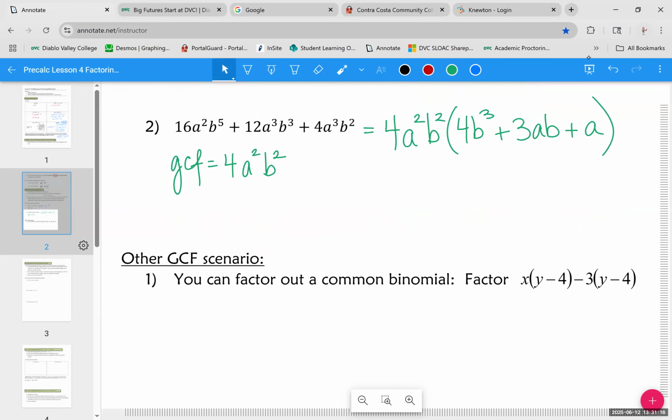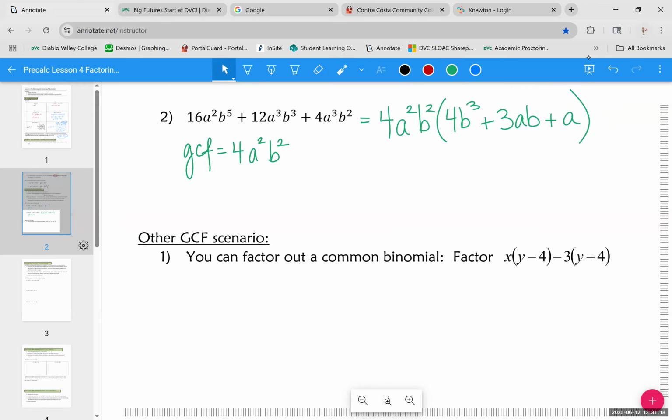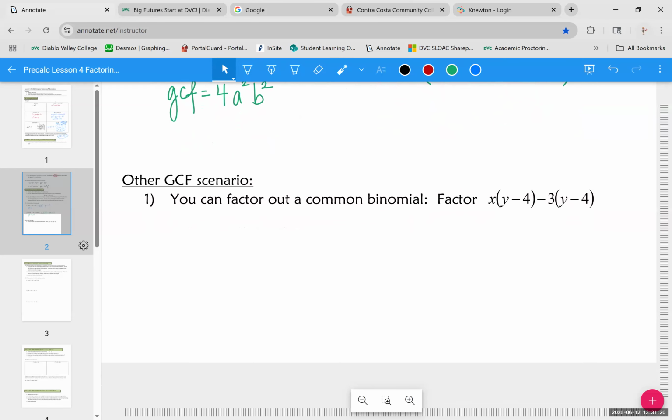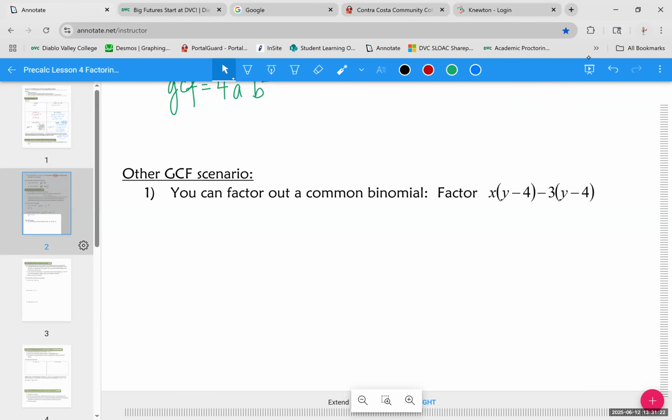A couple other aspects about GCF, and we are going to need this first one in one of our techniques that's coming up called factoring by grouping. Just like if you had, let's say, a times b plus a times c, and I could factor out that a, the a doesn't have to just be one thing. It could be something that has 2 terms.